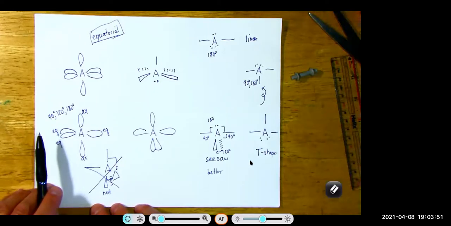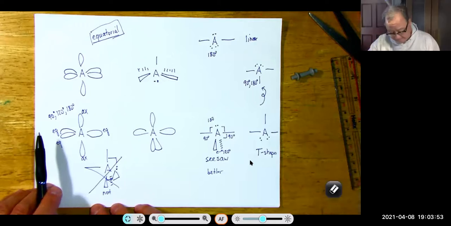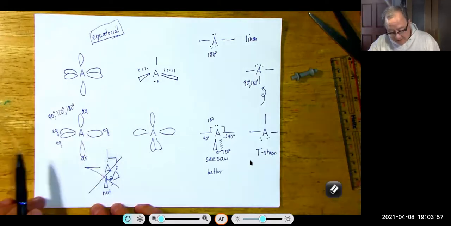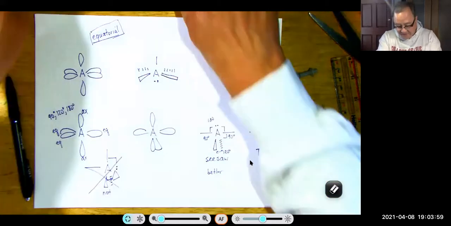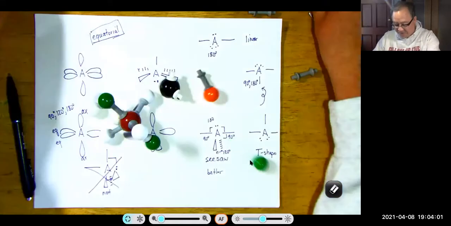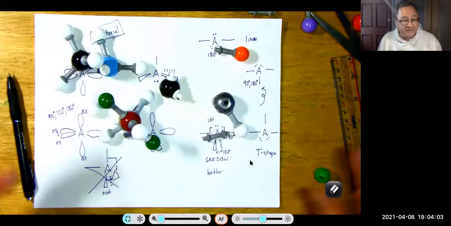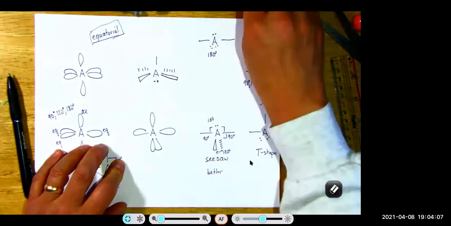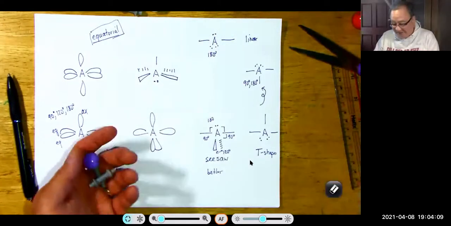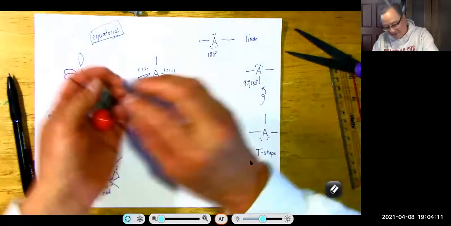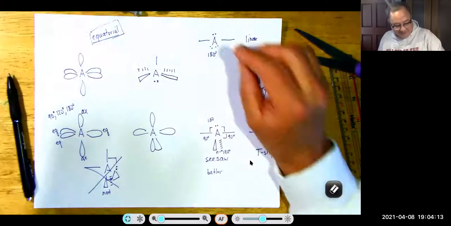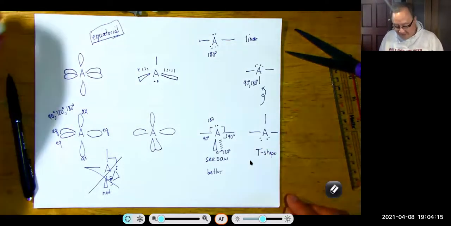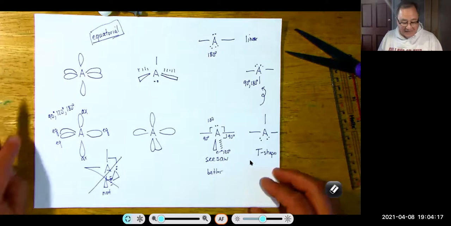Or you could use clay and Q-tips, or whatever. It's kind of fun to make these models, and you don't need to spend $100 or $50 on a molecular model kit. Or do you? I'm just kidding. I didn't buy this. My department bought it. So here I am, I teach chemistry and I didn't buy that thing.